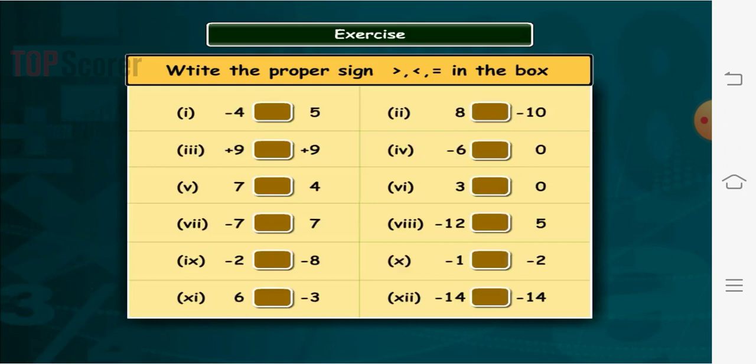Now here one number is negative and the other number is positive. So what we have discussed, positive number is always greater than negative number. So here you can see that positive 5 is greater. So you can open the crocodile mouth towards positive 5. Now second one, same way you can do. You can see that the positive numbers are always greater than negative number. Now third one, both the numbers are positive. So we can put the equal to sign.